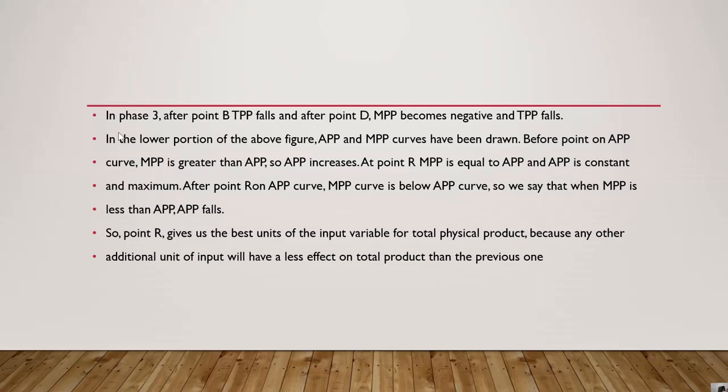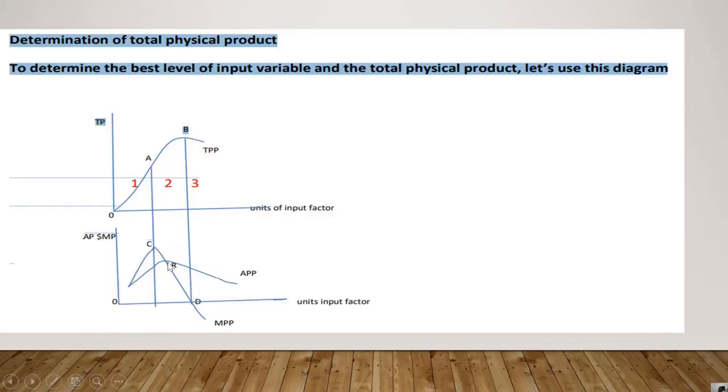And then in the lower portion of the above figure also, average physical product and marginal physical product curves have been drawn before the point on our APP curve. So MPP, which is marginal physical product, is greater than average physical product at that point. So there is an increase in APP when we study our graph carefully. So at this point R, where is our point R? Point R is here.